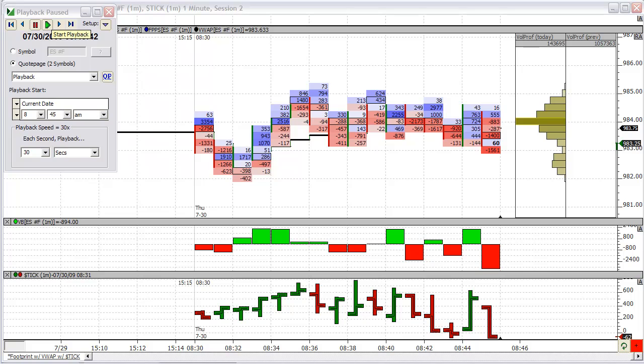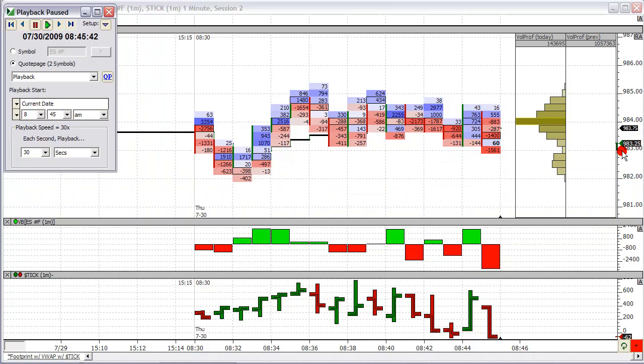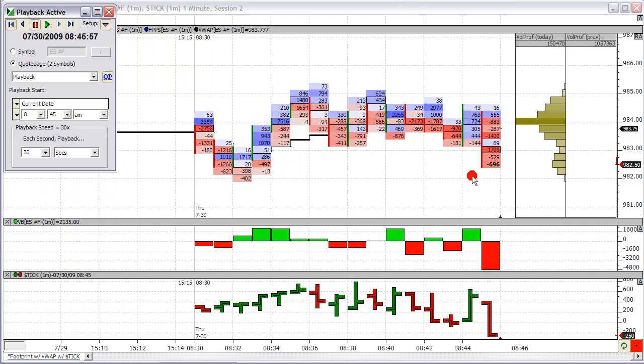So today I'm going to show the playback window. This is under File. If you choose File Playback, it'll show this window. I've specified a quote page. I created a quote page that has two symbols in it, and that's the S&P E-mini and the NYSE tick. The nice thing by doing it this way is I can then open up the playback window, select that quote page, and it'll replay both symbols on the chart.